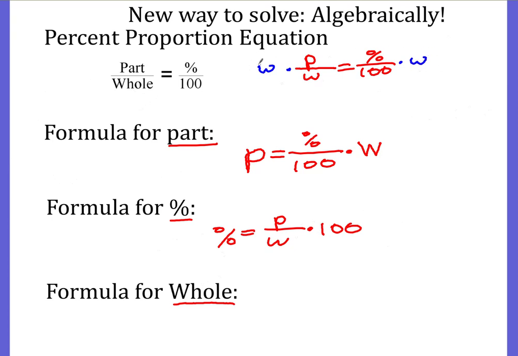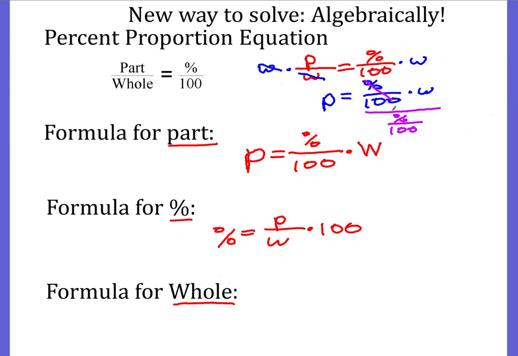Here, whole divided by whole, or if I think of part times whole over whole, those will divide out. So now what I'm left with is part over 1, which I'll just write as part, is equal to percent over 100 times the whole. And now this is where it gets a little weird. I'm going to try to get the whole by itself, so I'm going to divide off by percent over 100.